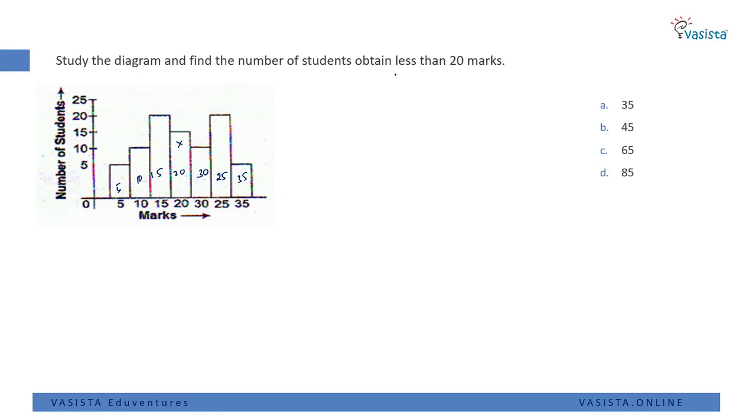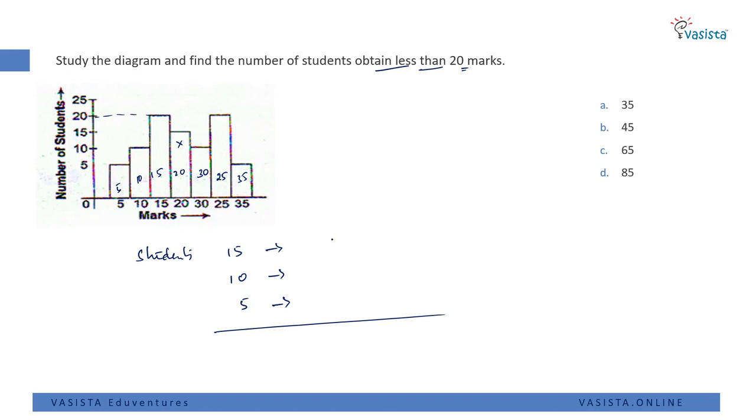They asked here is the number of students obtained less than 20 marks. So less than 20 marks is, that is how many students who got 15 marks, students who got 10 marks, and students who got 5 marks. That is what we need to find out. 15 marks, let's just check out here.